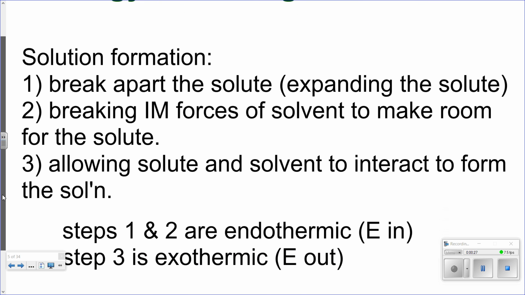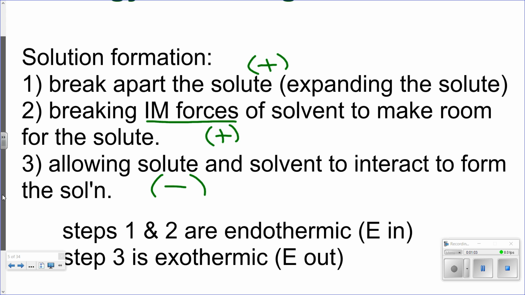First of all, you have to break apart the stuff you're dissolving, the solute. So you have to tear that apart, okay? So that's bond breaking, and remember that's endothermic, so I'm going to put energy in to break those bonds. And then the next thing you have to do, if this is an aqueous solution, is break apart the water molecules. Those have to split. So again, you have to break those intermolecular forces of attraction. That's another endothermic thing. And finally, the two are going to come together and interact, probably electrostatically. And if that's the case, you are definitely going to be exothermic.